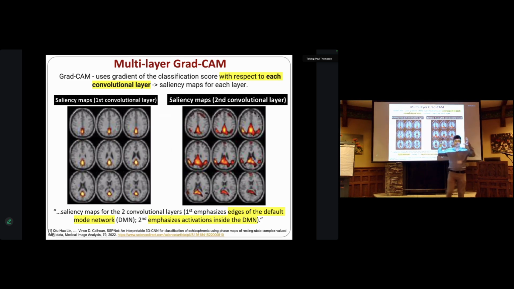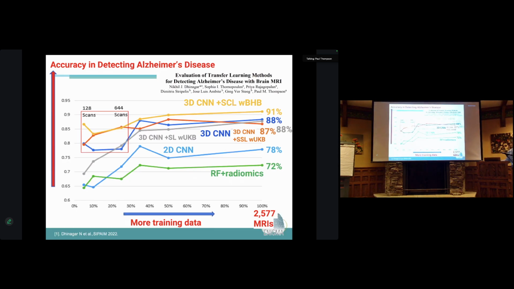It found the edges of it. And then the second convolutional layer found the middle of the default mode network. And Vince Calhoun, who's an expert in resting state, said, well, that's kind of cool. That is one of the signatures that we use to decide whether a person has schizophrenia based on their imaging. So let's talk about the CNNs themselves.